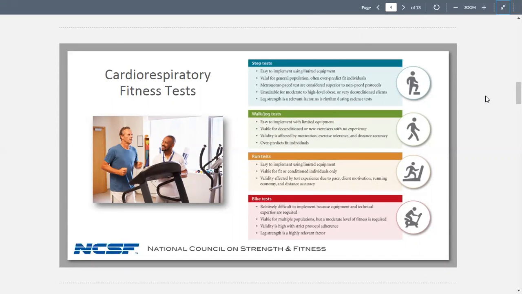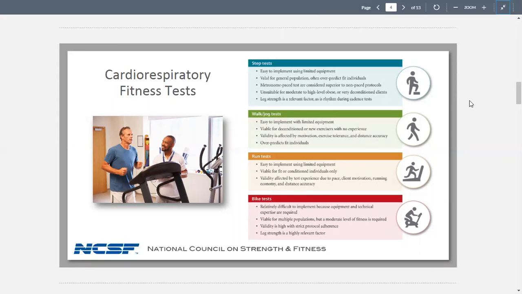Walk and jog tests are the same, might not be great for deconditioned clients, but walking might be better than doing repetitive steps. Easy to implement with limited equipment, viable for deconditioned or new exercisers with no experience. So definitely a little bit better if you're deconditioned or obese. And validity is affected by motivation, exercise tolerance, and distance accuracy.